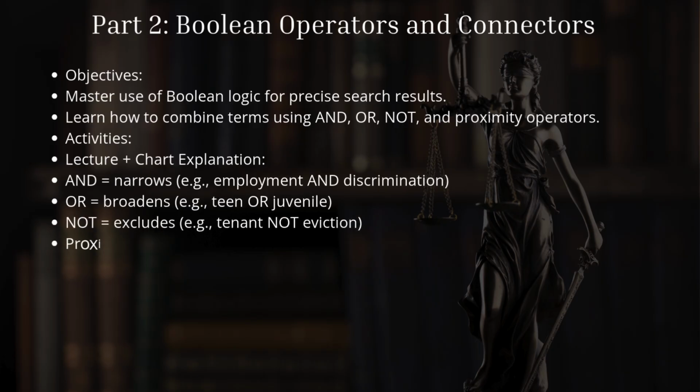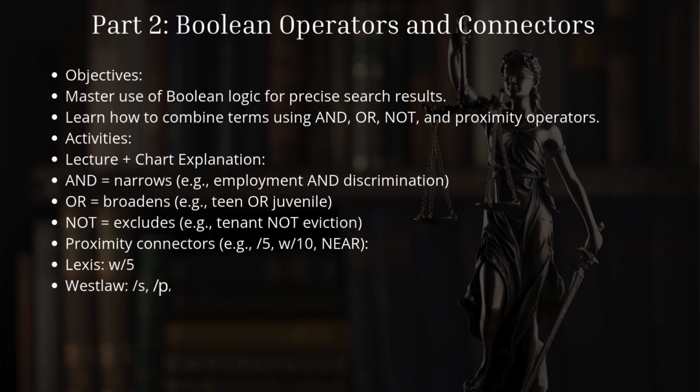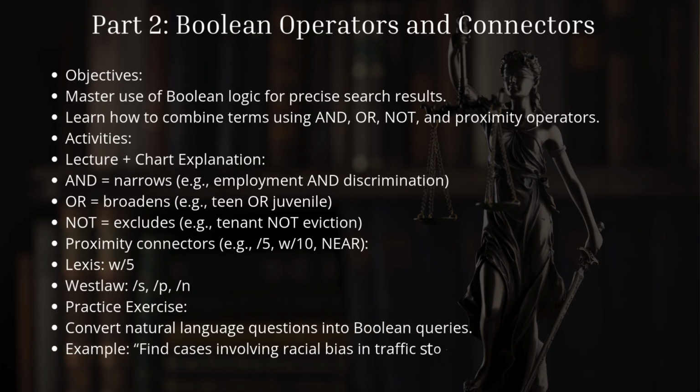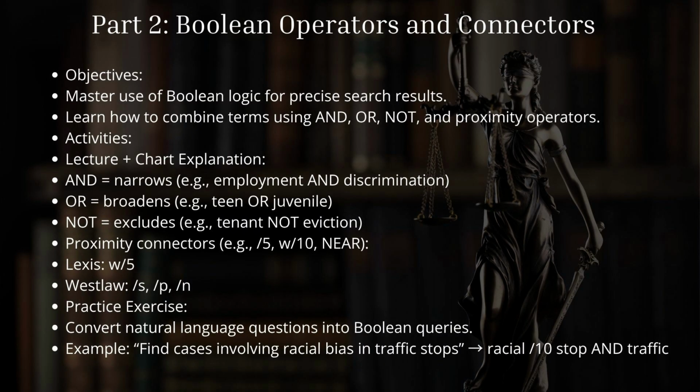AND equals narrows, e.g., employment AND discrimination. OR equals broadens, e.g., teen OR juvenile. NOT equals excludes, e.g., tenant NOT eviction. Proximity connectors, e.g., /5, W/10, near. Lexis, W/5.